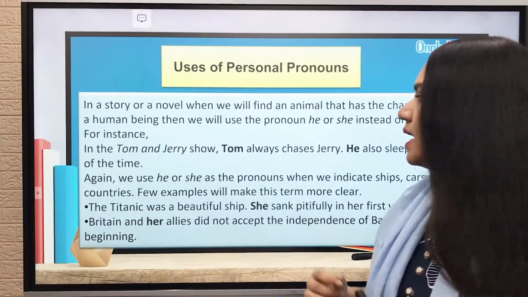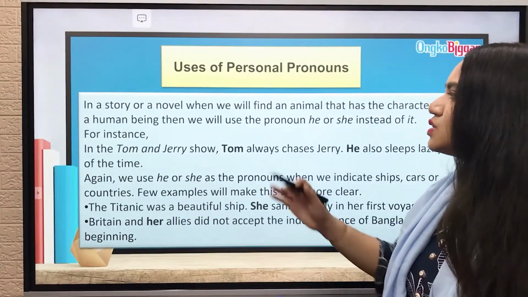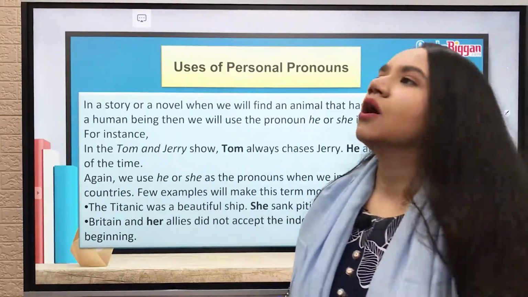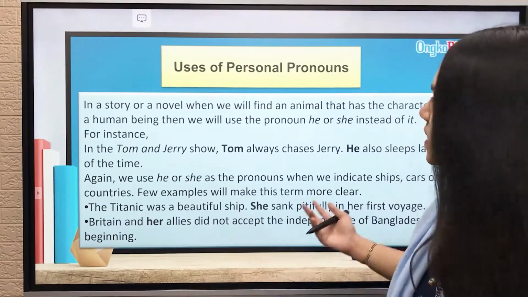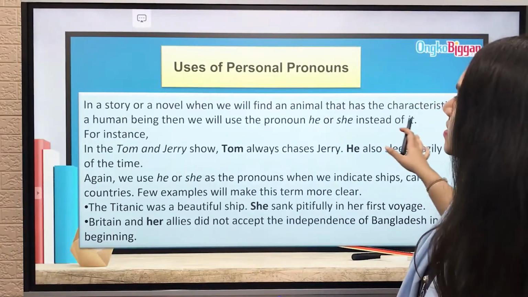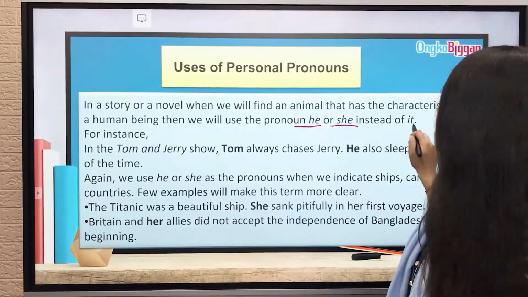Okay. Now let's look at another condition. Let's say there is a story or a novel. We have of course read or gotten introduced to many different stories and novels in our life, haven't we? So in a story or a novel, when we find an animal that has the characteristics of a human being, then we will use the pronouns he or she instead of it.